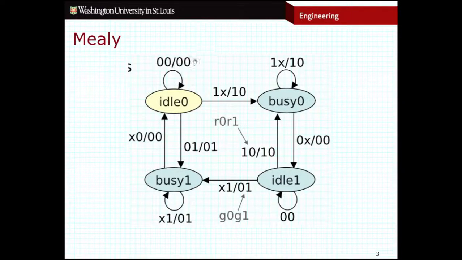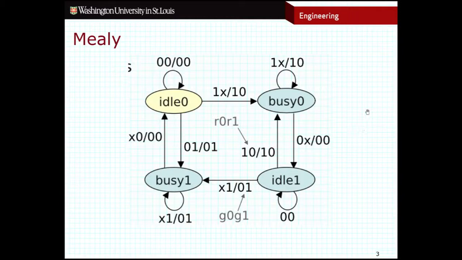But since the outputs are now dependent on the inputs and not just what state we are in, this is what we call a Mealy machine. The original finite state machine that we saw is called a Moore machine, M-O-O-R-E. So if you see outputs in the states, you know right away that it is a Moore machine, a Moore finite state machine. If you see outputs on the transitions instead, you know right away that it is a Mealy machine instead.